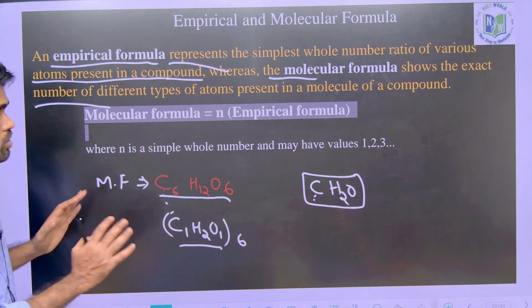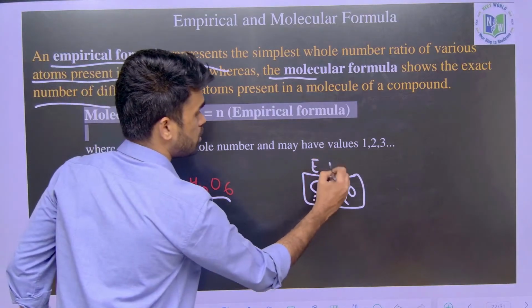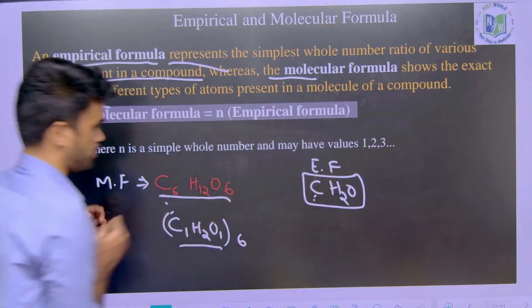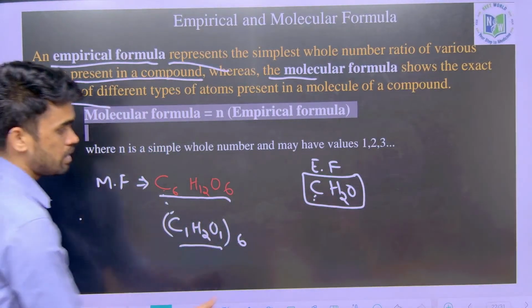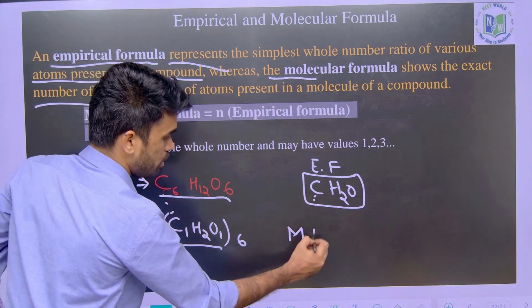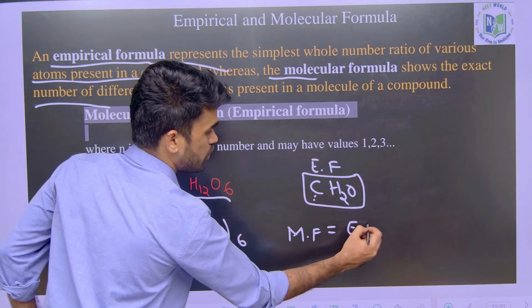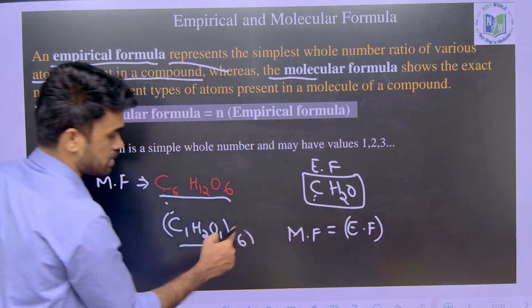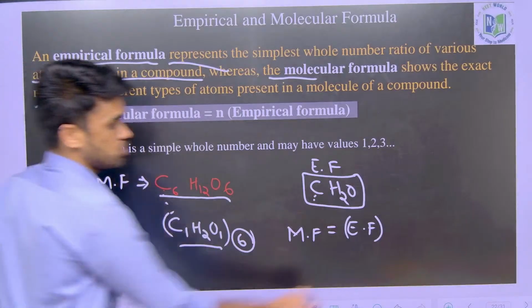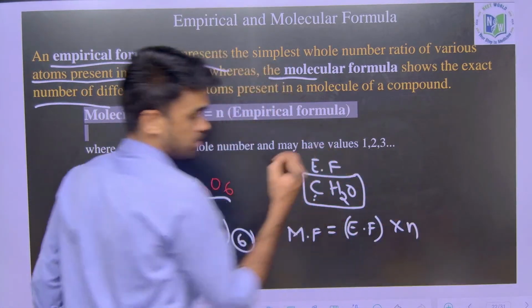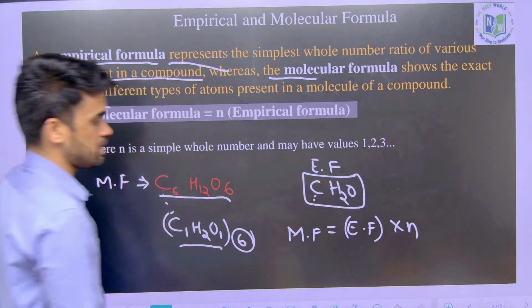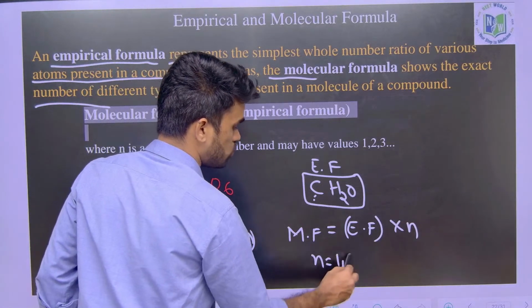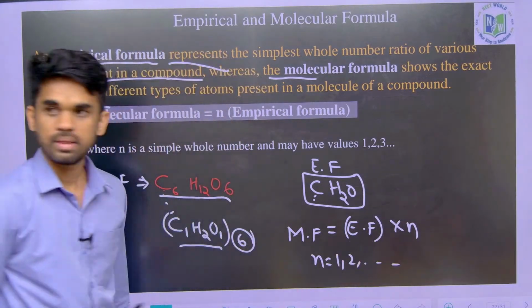We got this too. Now if I say this is the empirical formula, what makes the relation between them? So all the time, molecular formula will be equal to empirical formula into some number like this. That number I am taking as n. So what is this n? n can be something like 1, 2, 3, 4, and so on.